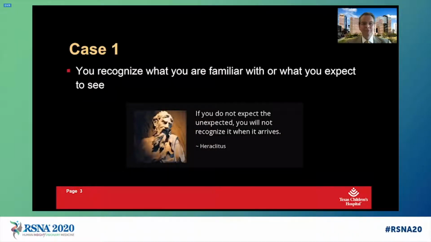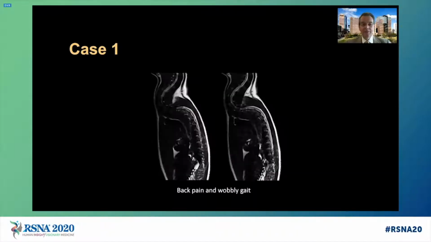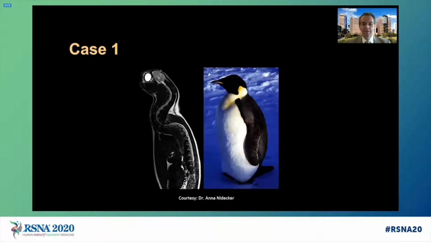I also would like to emphasize again that we all know you will recognize what you're familiar with or what you expect to see. If you don't expect the unexpected, you will not recognize it when it arrives. You should not forget this. For example, this case I got many years ago from Dr. Anna Neidecker. This is a case of a patient who was suffering apparently from back pain and a wobbly gait. This looks very confusing. The cervical spinal cord and the vertebral column look very hyperlordotic. So this is confusing to you because this is a penguin and this is apparently the normal anatomy, and you were confused because it was something you had not seen before, or most likely not seen before.